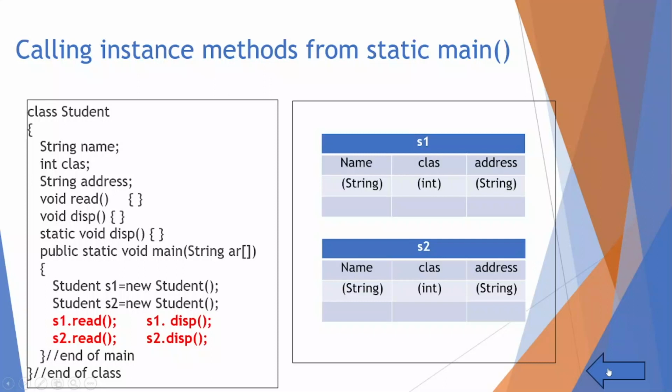Remember, right click on the red colored object in BlueJ. Right click is nothing but dot here. So go to the object S1 dot read. Call the read method. Go to S1 area and read method. If we write statements to read name, class, and address, those will get stored in S1 area. Then S1 dot display. So with the help of an object, we can access the instance variables as well as instance methods. Let's see one more time with the help of a Java program.